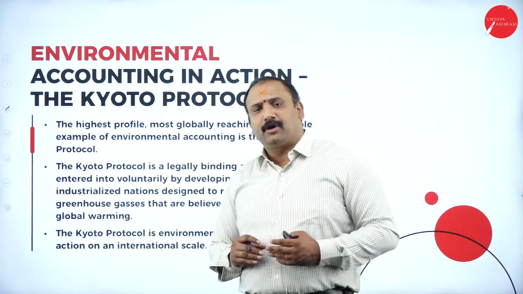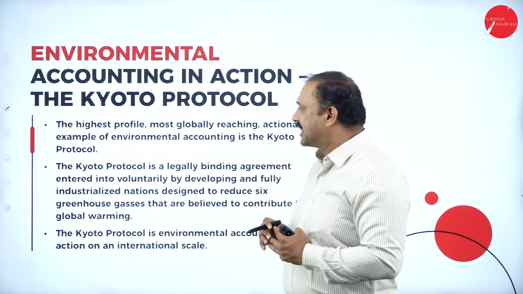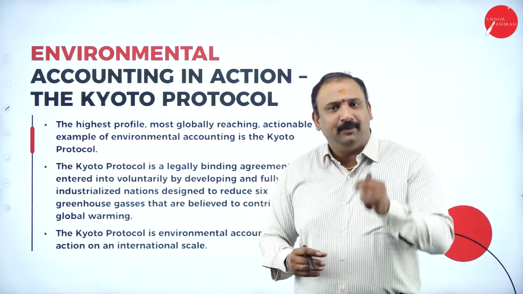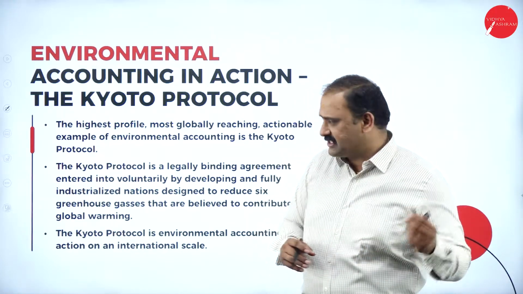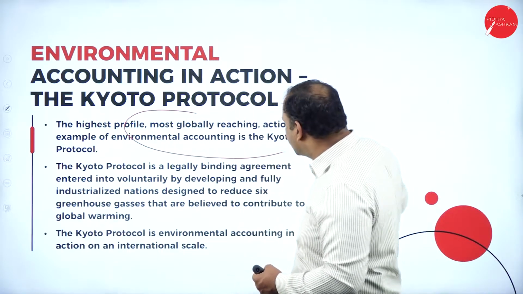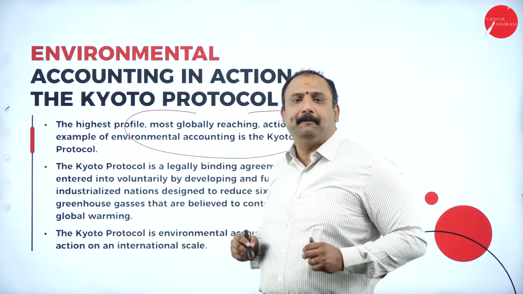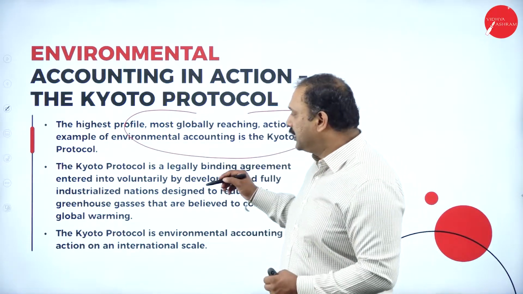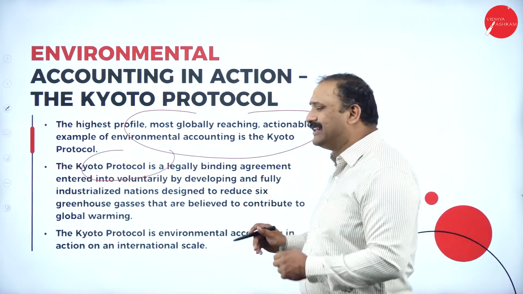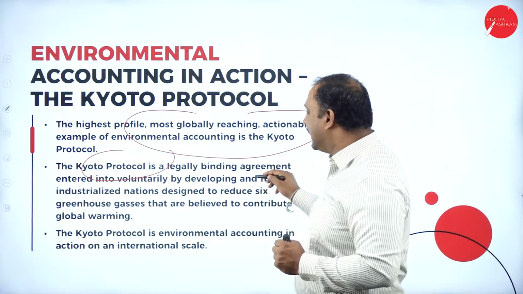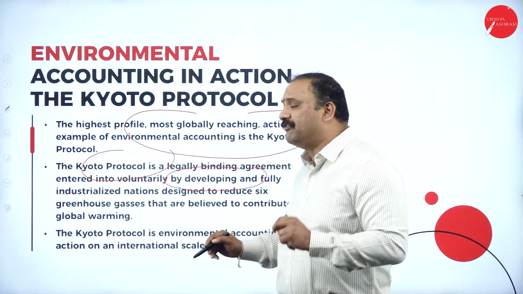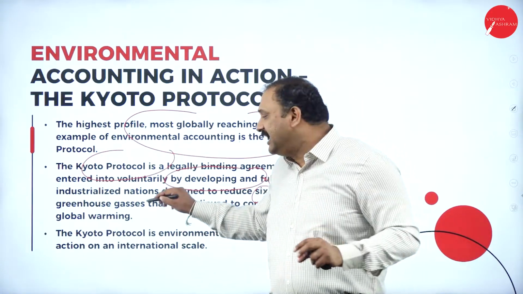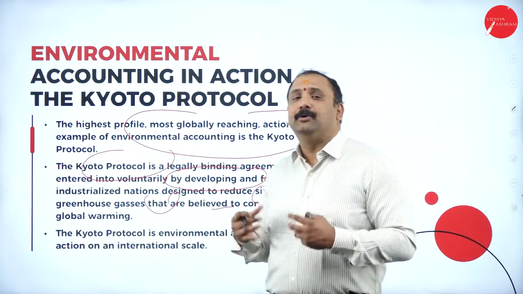Followed by this, whenever we talk about environmental accounting in action, we start with the Kyoto Protocol, which talked about why we need to bring in environmental accounting. Starting here, the highest profile, most globally reaching actionable example that we can talk about in environmental accounting is definitely the Kyoto Protocol. The Kyoto Protocol was a legally binding agreement, entered into voluntarily by developed, fully industrialized nations, designed to reduce about 6 greenhouse gases that are believed to contribute to global warming.